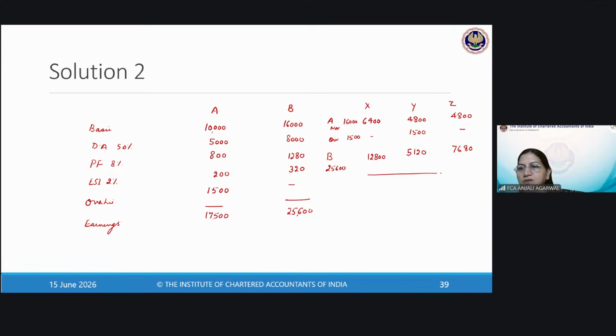So what is the cost of job X? It's 19,200. What is the cost of job Y? Add all three. 10,000, 11,300, 11,420.